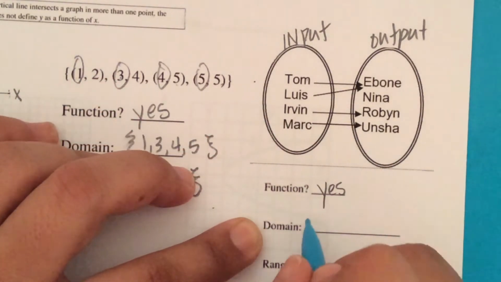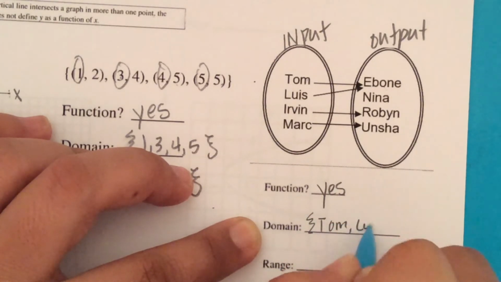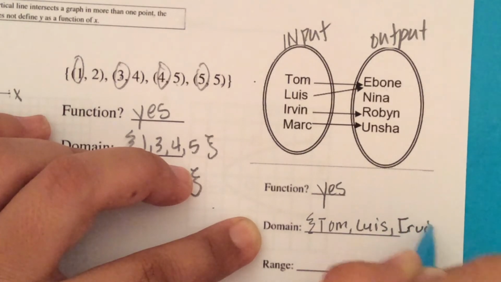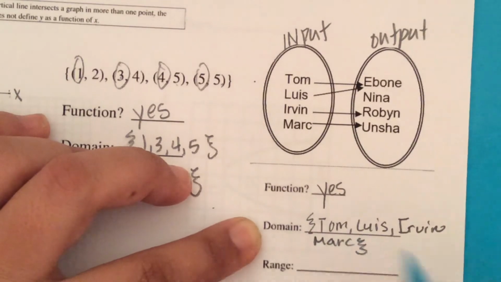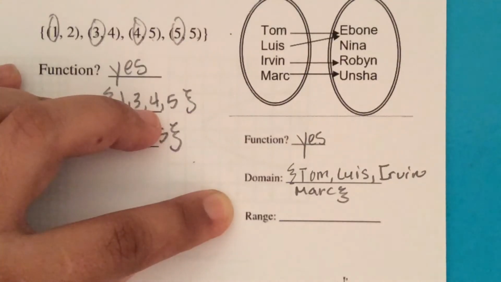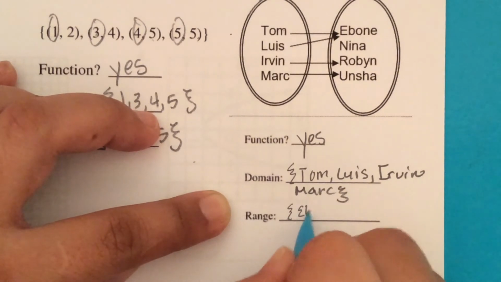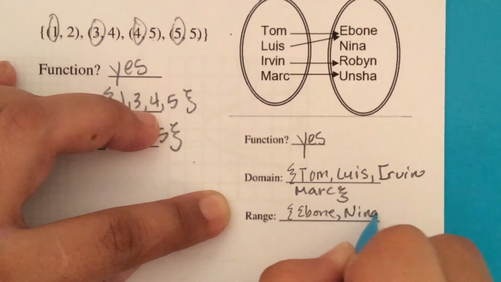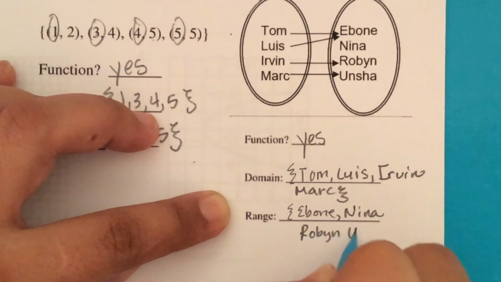Now the domain is going to be Tom, Luis, Irvin, and Mark. The range are your outputs. So Yvonne, Nina, Robin, and Ansha.